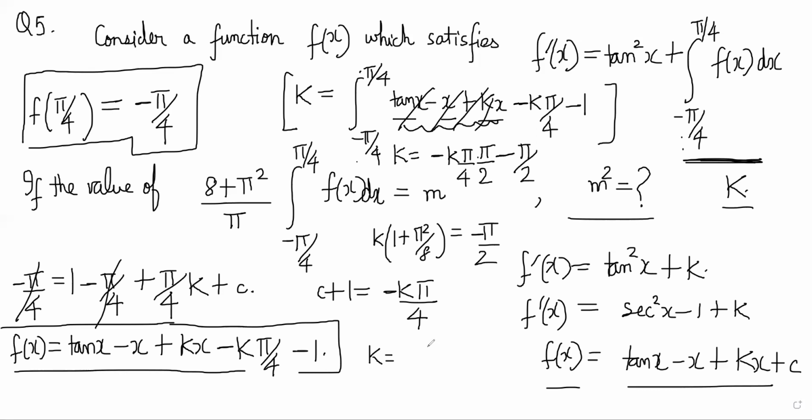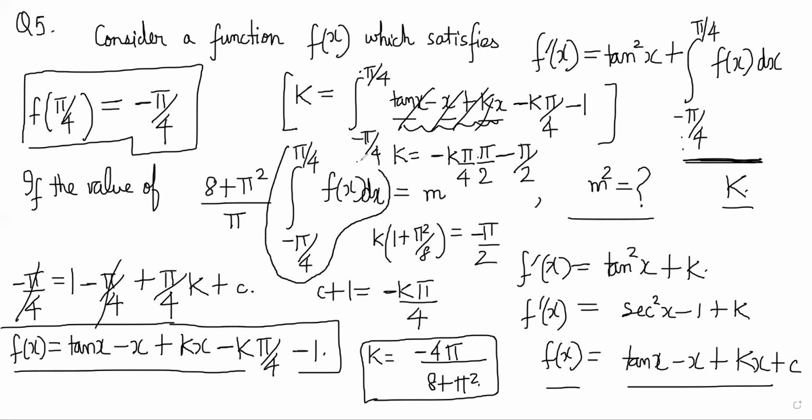So multiply this side. So minus 4 pi by 8 plus pi square, right? So this is my k. So this is minus 4 pi by 8 plus pi square. 8 plus pi square cancels, pi cancels, m is minus 4, and n is pi square by 16, right?